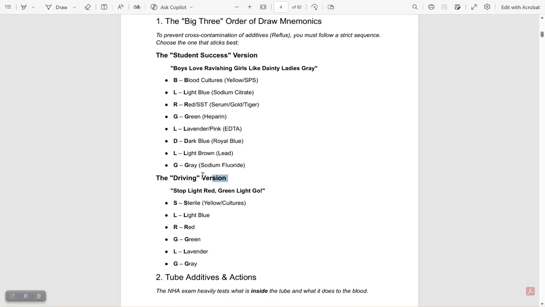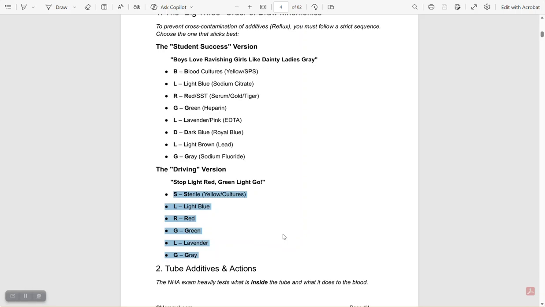Or you could use a different mnemonic, the driving version, which is stop, light red, green, light go. So stop is for sterile, yellow and yellow cultures. Then you have light blue, R for red, G for green, L for lavender and G for gray. This is basically an easy way to remember the order of draw being captured here.